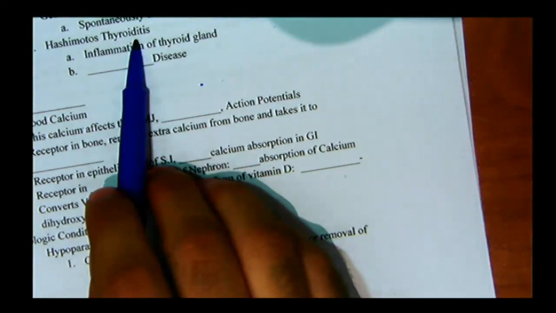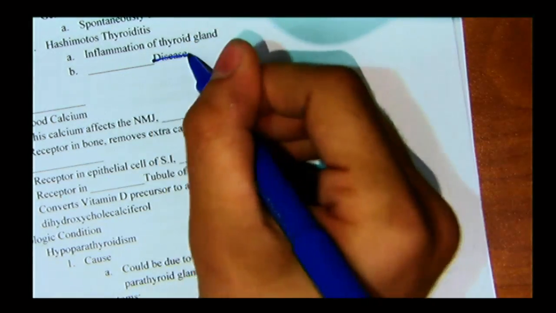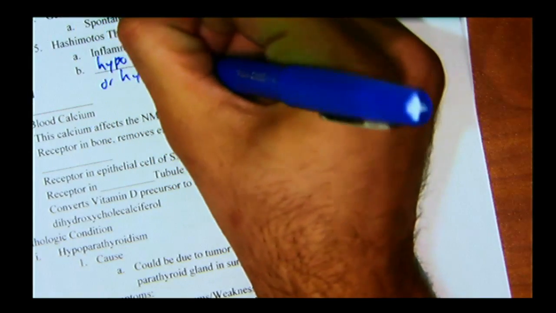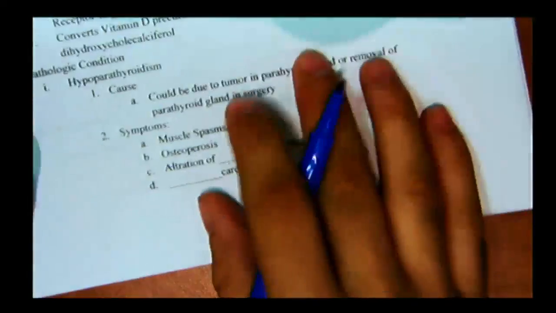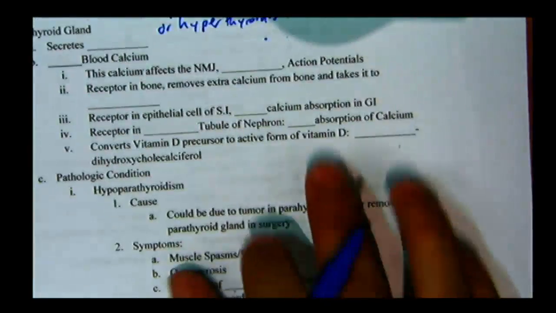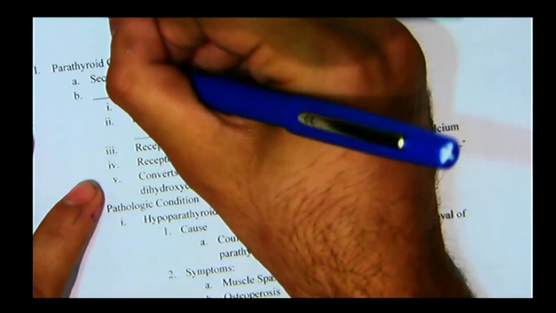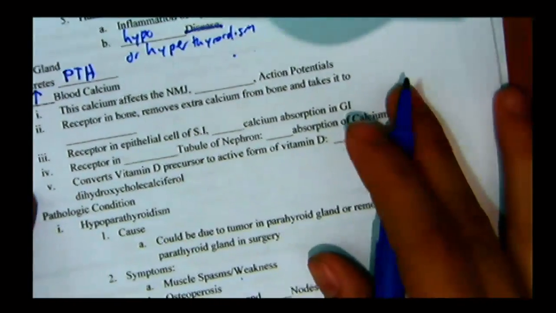So now we're at the parathyroid gland. The parathyroid gland secretes which hormone? PTH, yeah. So what does this do to blood calcium? Increases blood calcium. Calcium affects the neuromuscular junction, bone growth, and action potentials. When PTH binds to the receptor in the bone, it removes calcium from the bone, and it takes it where? Eventually, but it'd be bloodstream.